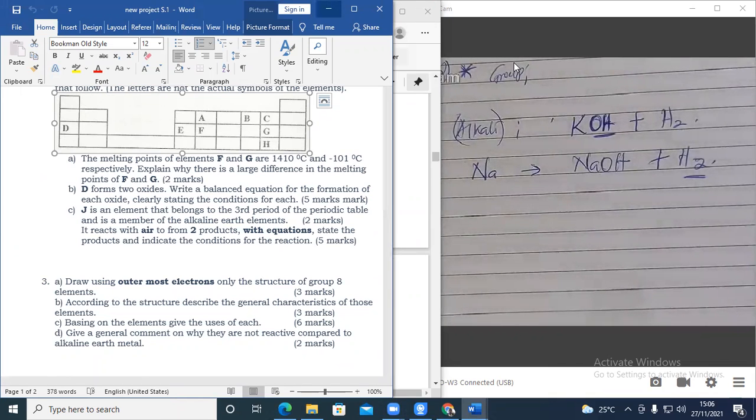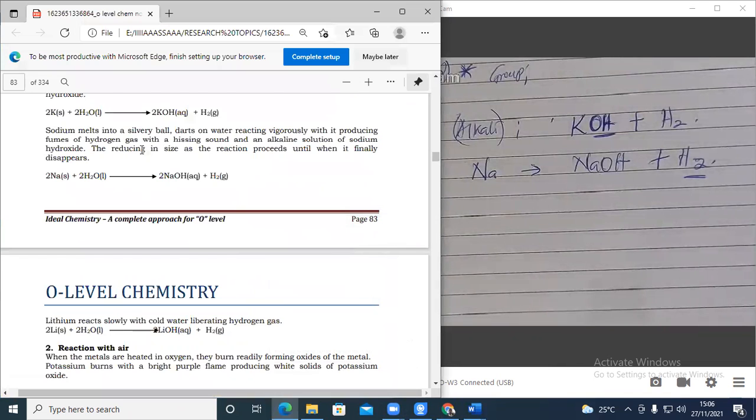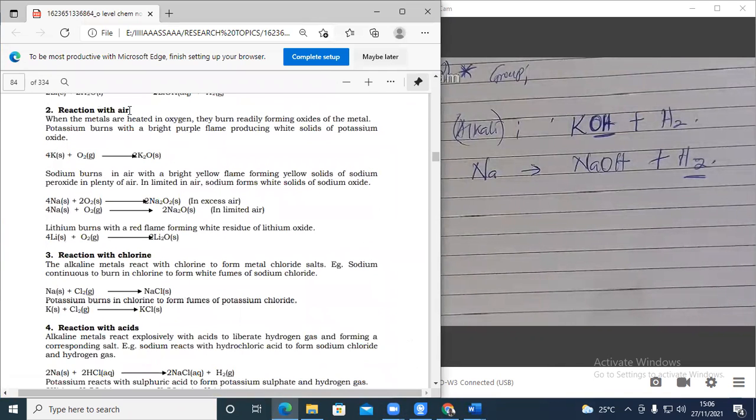Now let's look at those oxides and see the reactions with air. When metals are heated in oxygen, they burn readily, forming oxides of metals. Potassium burns with a bright purple flame, producing a white solid of potassium oxide. So the end product is an oxide there. Now, when sodium is burning, it produces two oxides.